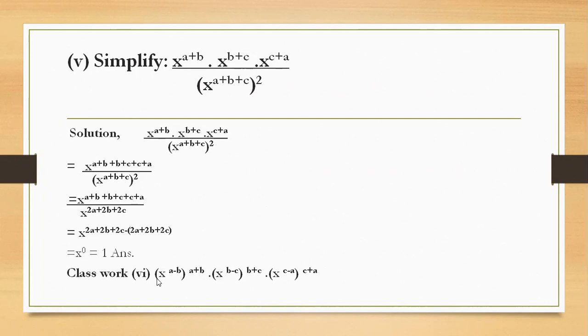And here is the class work, you have to open like this. A minus b multiplied with a plus b, this is in formula. Look, a minus b multiplied with a plus b, it will always come a square minus b square. Same here, b minus c, b plus c, b square minus c square, c square minus a square will be here. Then all the bases same, power will be added, third step, then x to the power 0, its value also will come 1.